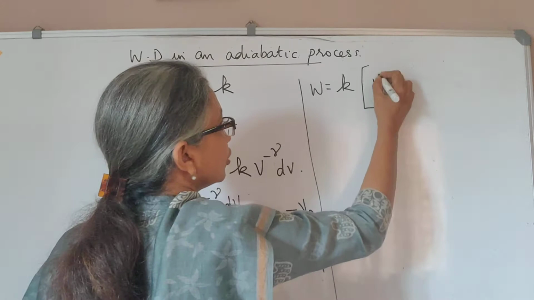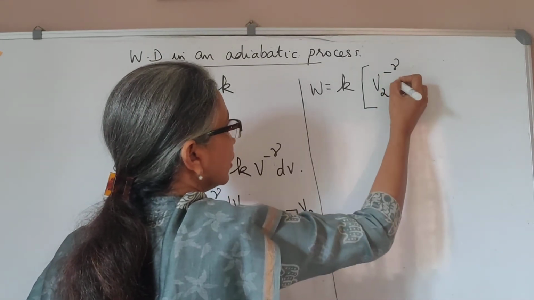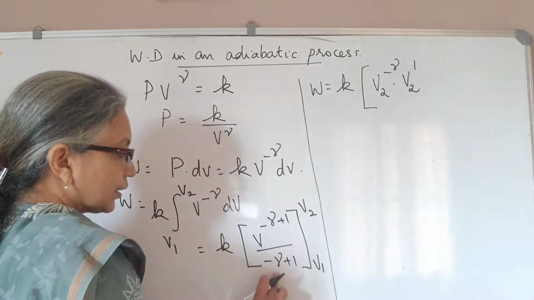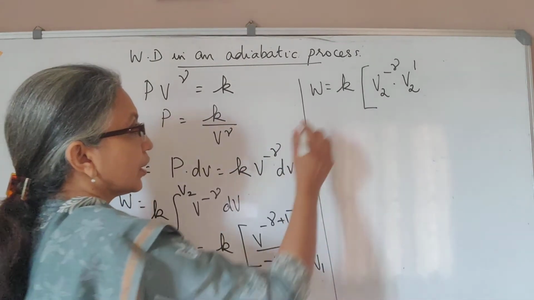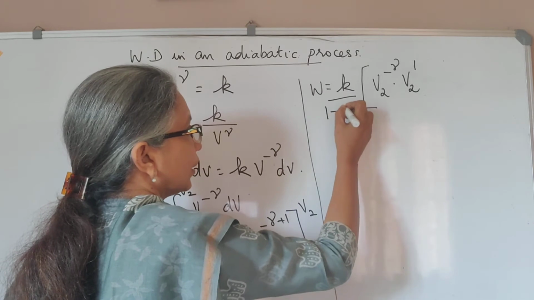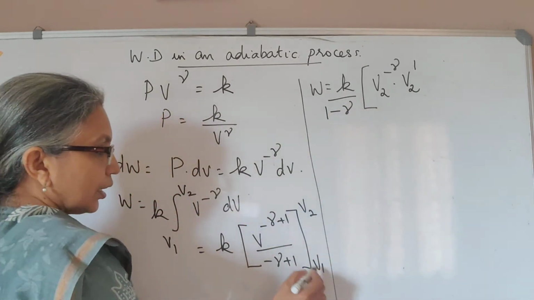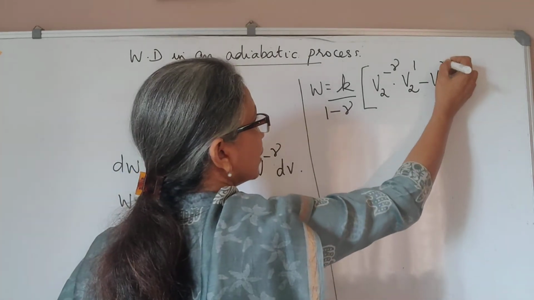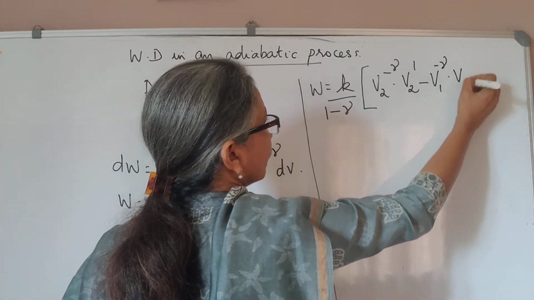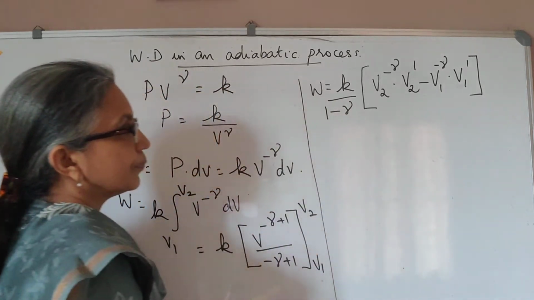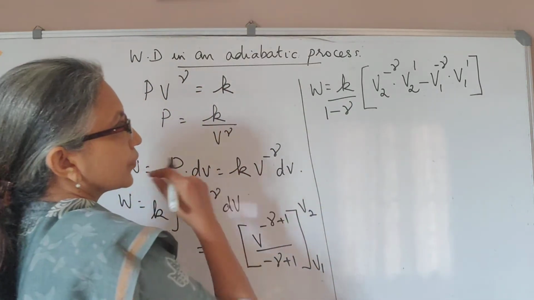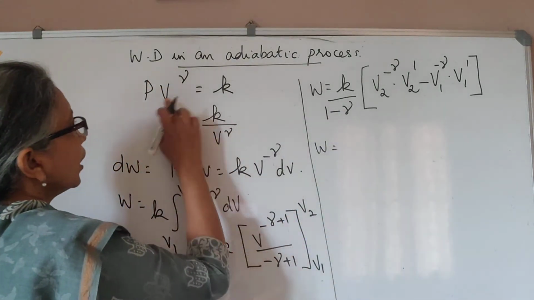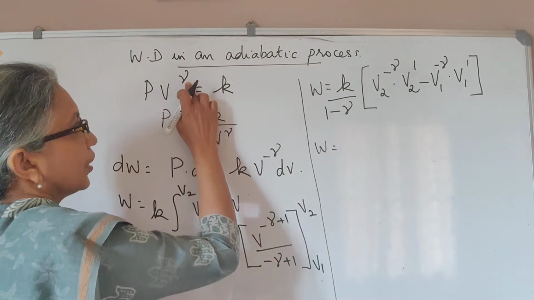This will be V2 raised to minus gamma into V2 raised to 1, that is minus gamma plus 1. And I take this minus gamma plus 1 outside and write it as 1 minus gamma here. Then V will take the lower limit. So that is minus V1 raised to minus gamma, V1 raised to 1. Now here, this is W equal to K, as you know, is PV raised to gamma, right?